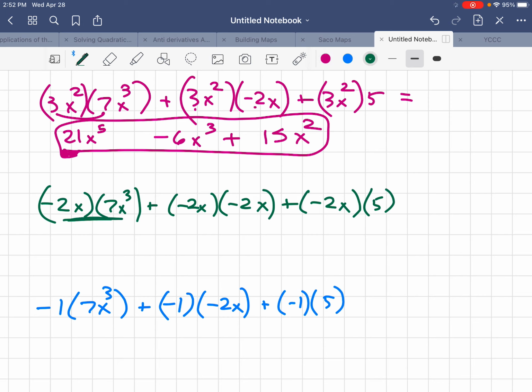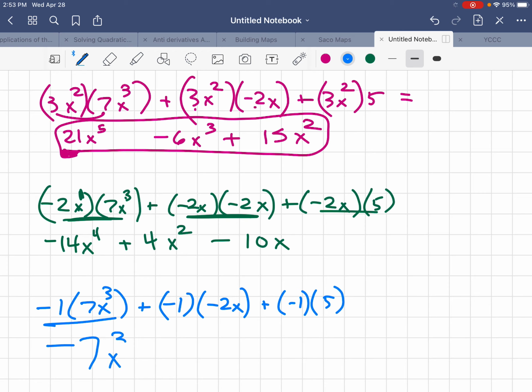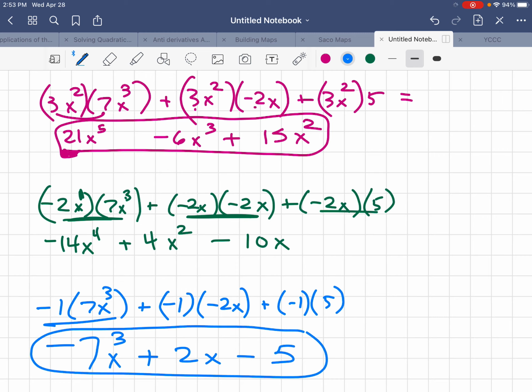Here, negative 2 times the 7 is negative 14. And then there's a 1 here, so it's x to the first times x to the third, which is x to the 4th. The next chunk, negative 2 times negative 2 would be positive 4. It's going to be an x squared. And then I'm going to have minus 10x for that piece. And then these 3 are all just going to change signs. So negative 7x cubed plus 2x minus 5. So I have 3 different chunks, which actually are all part of the same answer.